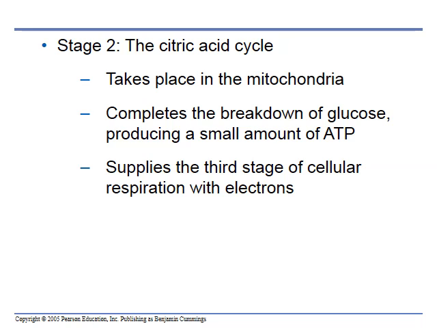The citric acid cycle takes place in the mitochondria, and it completes the breakdown of glucose, and again, it's going to produce a small amount of ATP. So you say, well, why is it so important? We're getting a small amount of ATP because it supplies the third stage with the electrons. Remember, the NAD is going to take the electrons, and you're going to get something called FAD, which turns into FADH. Those are going to take the electrons to the electron transport chain, where we are going to get the vast majority of our ATP made.